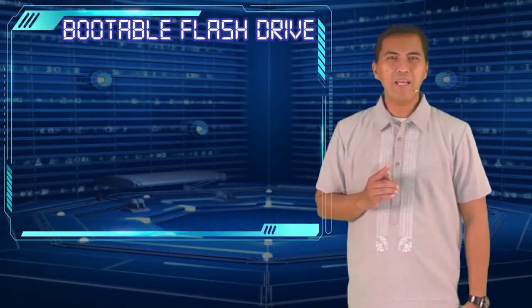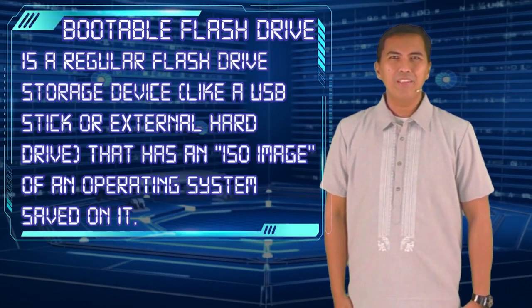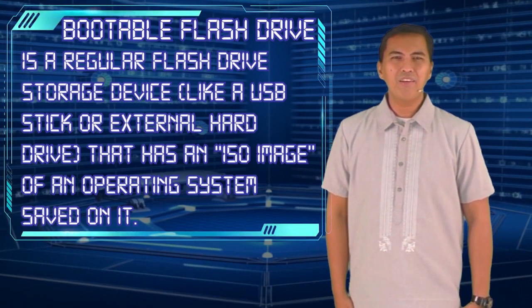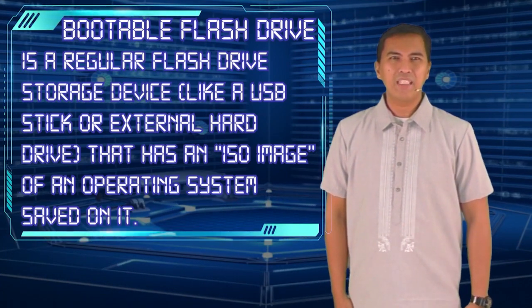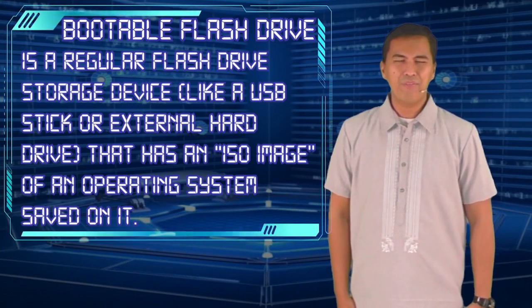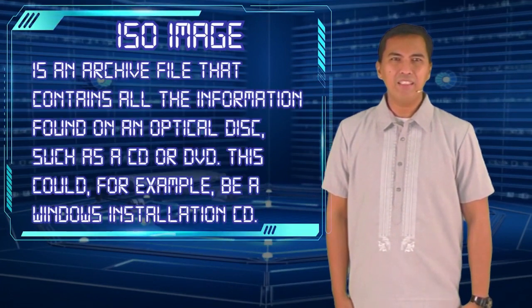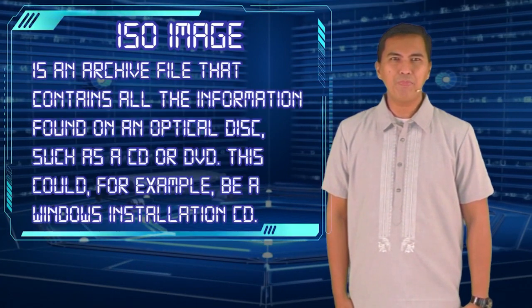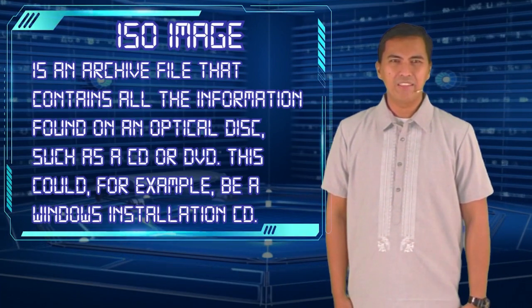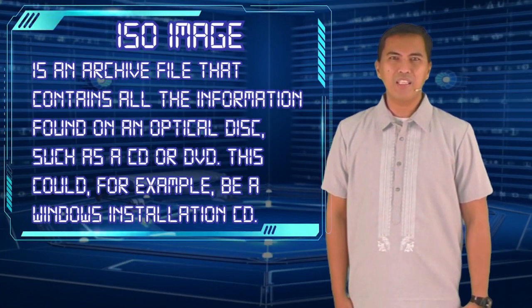What is a bootable flash drive or OS installer? A bootable flash drive is a regular flash drive storage device like a USB stick or external hard drive that has an ISO image of an operating system saved on it. An ISO image is an archive file that contains all the information found on an optical disc, such as a CD or DVD. This could, for example, be a Windows installation CD.